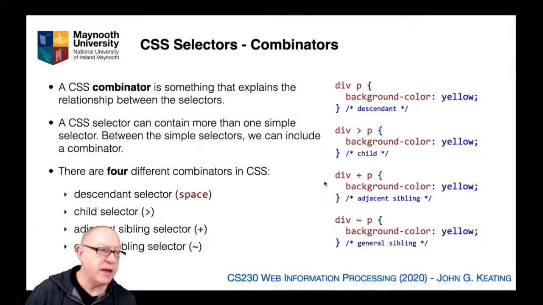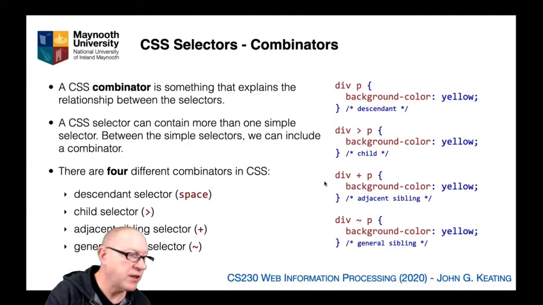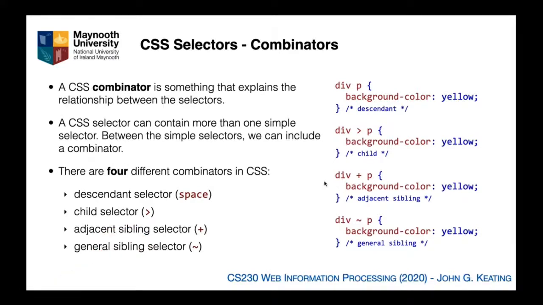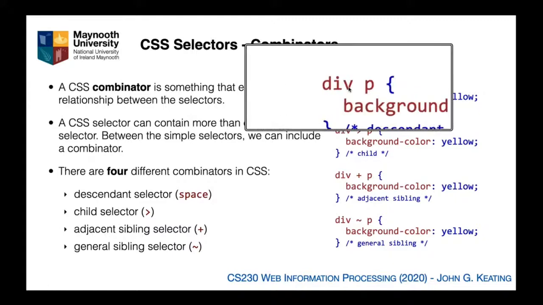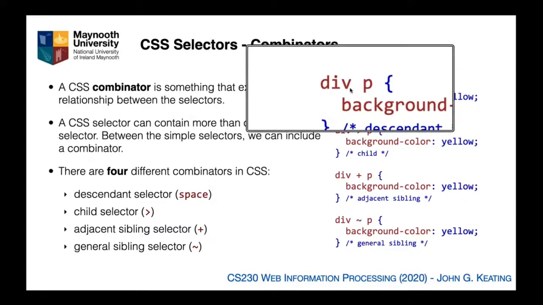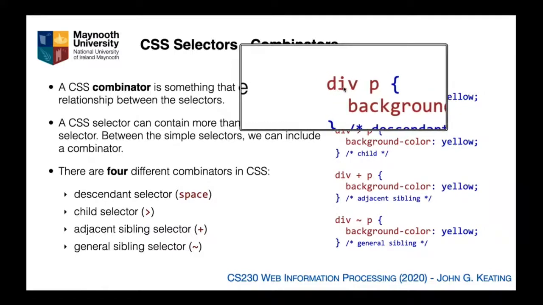Okay, so an important one that I think sometimes people have issues with is this one on combinators. So a CSS combinator is something that explains the relationship between the selectors. So a CSS selector can contain more than one simple selector. So between the simple selectors, we can include a combinator. Now, if we look at the previous one, we had commas in between these, which said divs and paragraphs. If this was div comma p, this would be divs and paragraphs have this rule. But we have other ways of doing this.